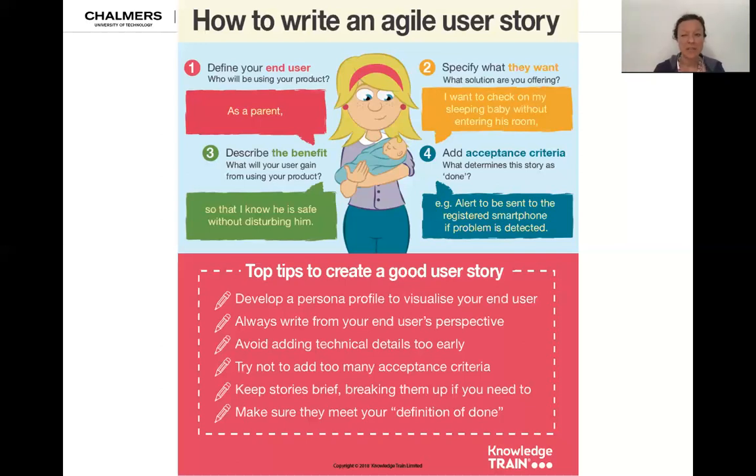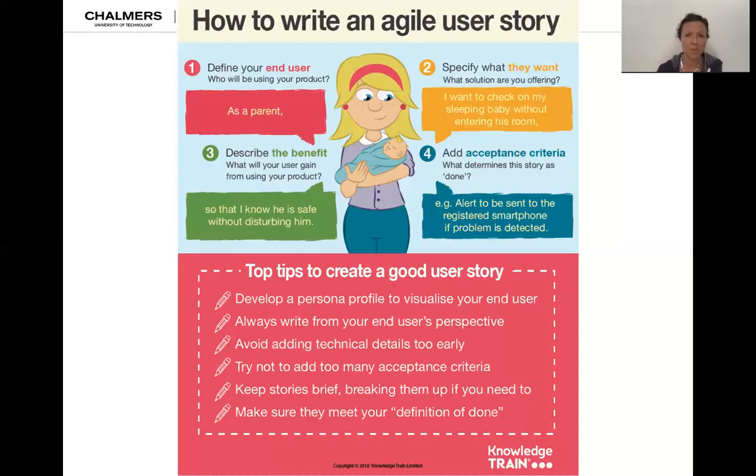Try to add not too many acceptance criteria. 1 is good, 2 is good, keep it brief. Keep the stories brief as well and break them up if you need to. How that breaking up works, we'll get to in a second. And make sure they meet your definition of done for the iteration of the project.